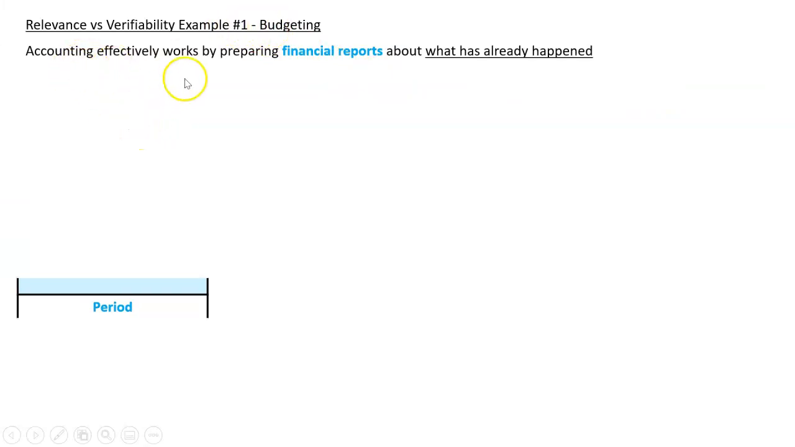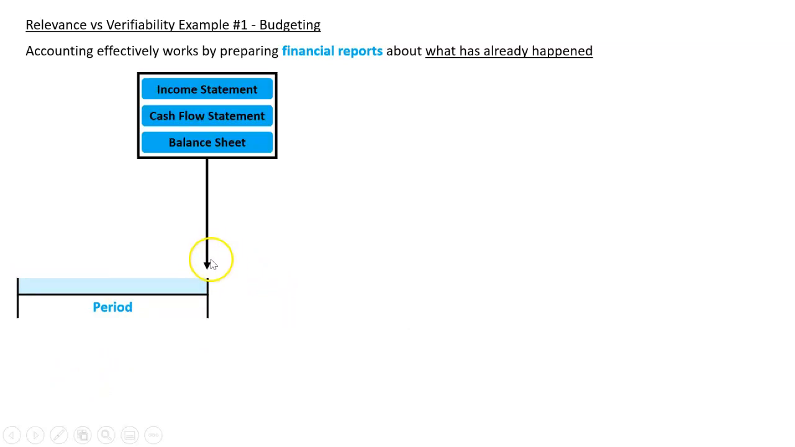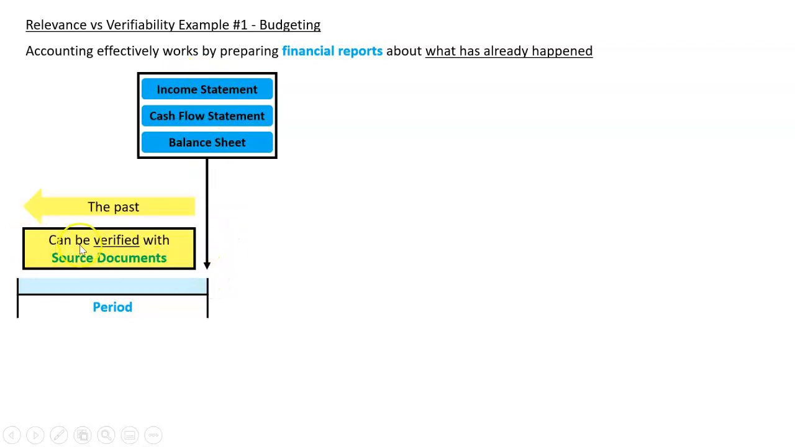When you think about it, accounting basically works by preparing financial reports about what has already happened. It's a very retrospective sort of tool, accounting. So here's a financial period. So whatever it might be, a month, a year, whatever. And the problem is, once that period ends, that's when we prepare the financial reports, income statement, cash flow statement, balance sheet. But when are we preparing them for? We're preparing them from the past. Now, these can be verified with source documents. Everything that happened there has a source document. So that's very, very verifiable, but it's not really relevant, is it? Like it helps us make decisions about the past, but it's limited in how much it can help us make decisions about the future. However, it is very, very verifiable.